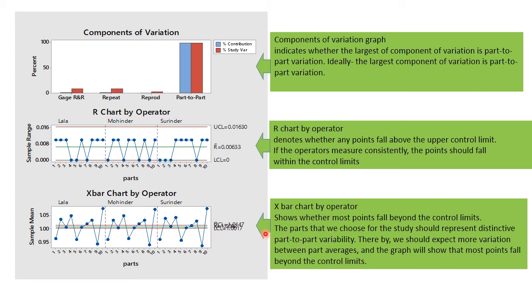The parts which we choose for gauge R&R study should represent distinctive part-to-part variability. Thereby, we should expect more variation between part averages, and the graph will show that most of the points fall beyond the control limits.